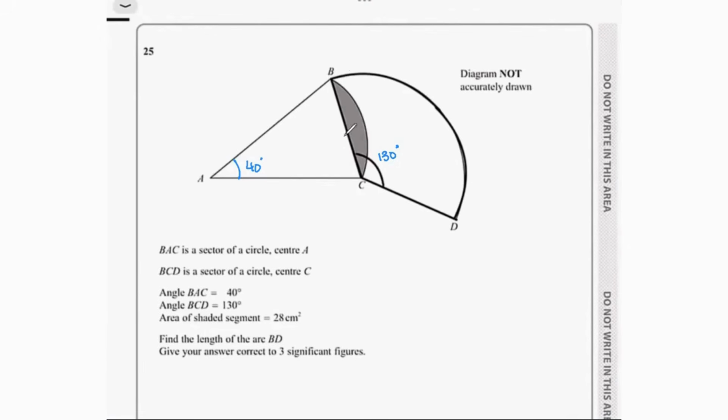So if BAC is a sector, that means BA is the radius and so is AC, which means these two are the same. Similarly, if BCD is a sector, that means BC is the radius over here and CD is the radius over here. So this is capital R and they're the same. So using the area of 28 centimeters square, which is the area of the shaded segment, we can figure out the length of the small r, then use that to find the length of the capital R, and then further use that to find the arc length BD. So let's first use the sector BAC to figure out the value of small r.